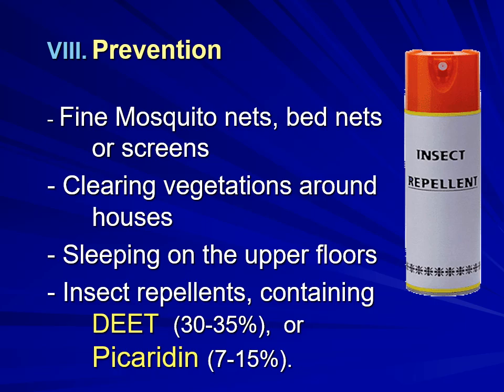Prevention and control, again, like with malaria, fine mosquito nets, bed nets or screens, and clearing vegetation around houses. Sleeping on the upper floors, because the sandfly usually flies at a lower altitude, as I said, 1 to 2 meters. So sleeping on the upper floor at night will protect you relatively, partly, and insect repellents are also good.